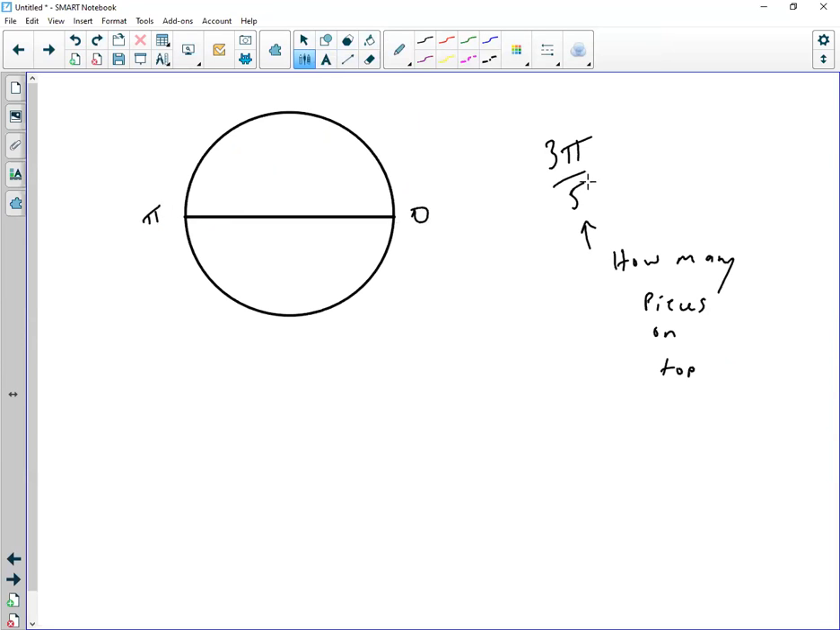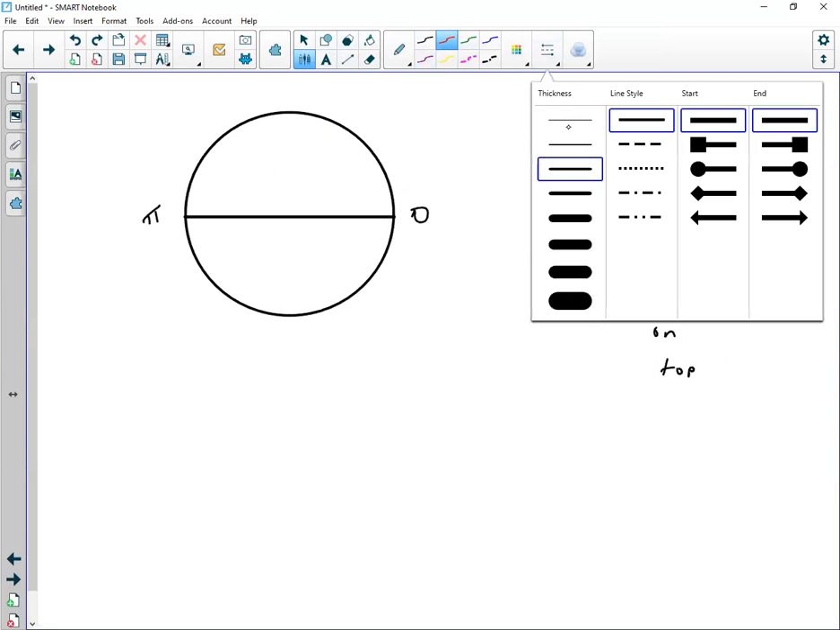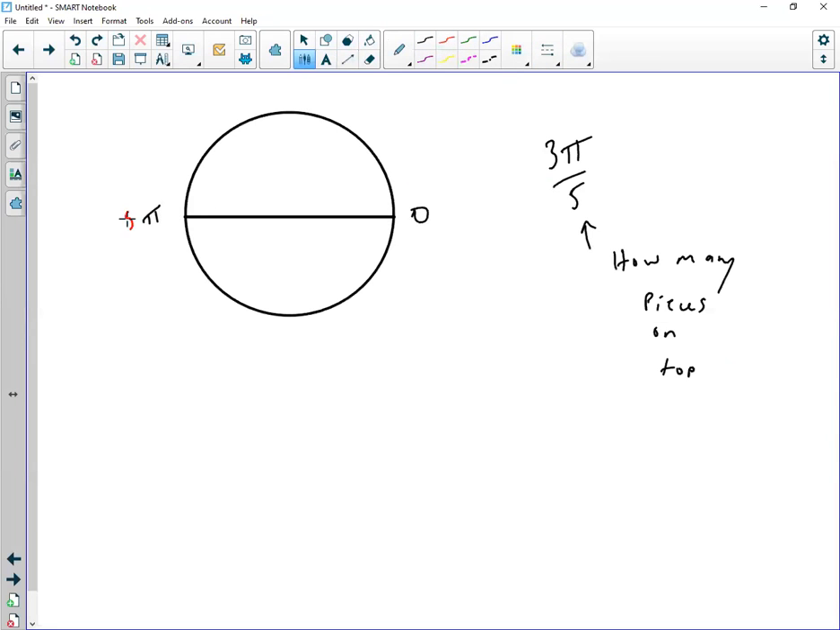But in this case, I want to break it into pieces of 5. So I could really write it, if I wanted to, as 5 pi over 5. This means that I have to count 5 total pieces of pi up here before I get to the end. So I'm just going to break this down into 5 pieces. So I'm going to have 1 piece, 2 pieces, 3 pieces, and then there's my 4 and 5.